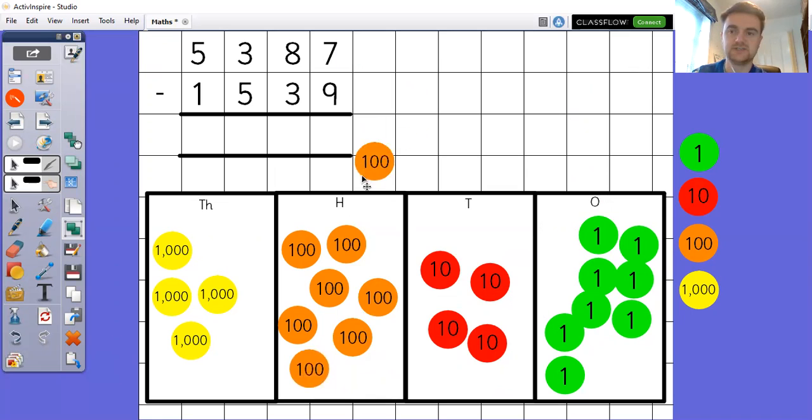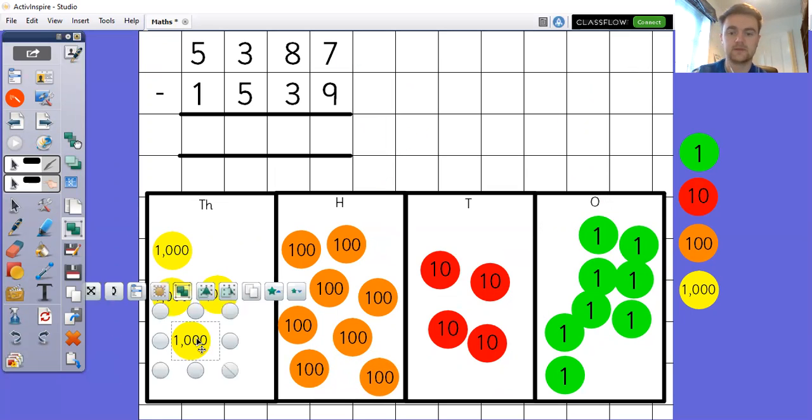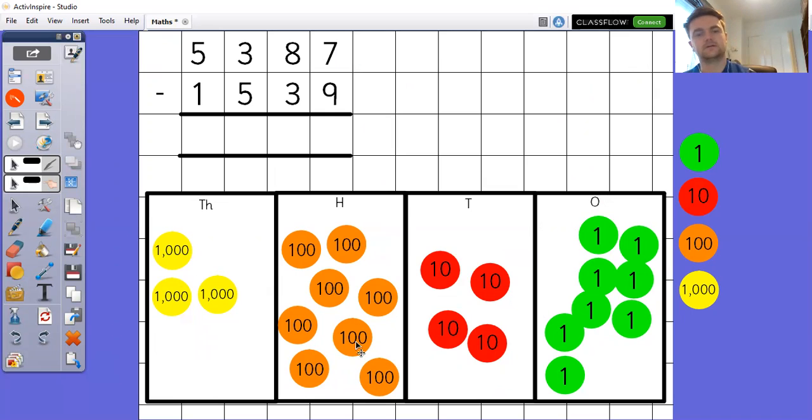Now I had 5,000s. I've had to exchange 1 for 10 hundreds. So I've got 4 left, and I'm going to take 1 more away. So that leaves me with 3,848. We get there in the end, don't we?